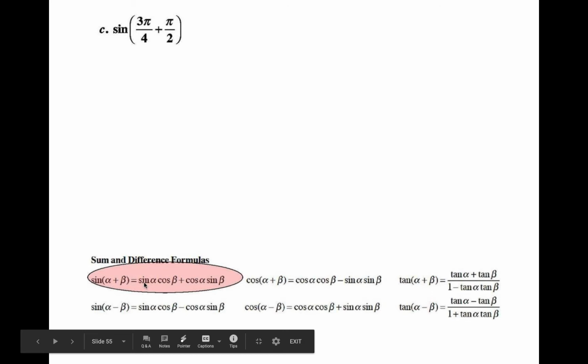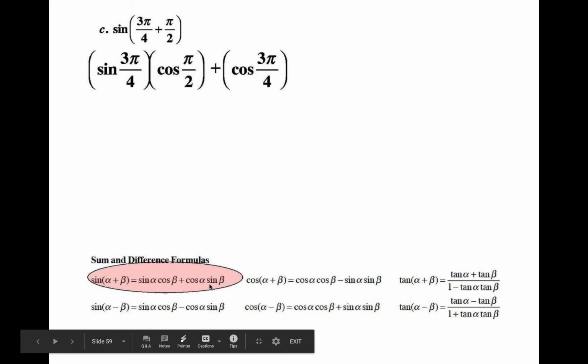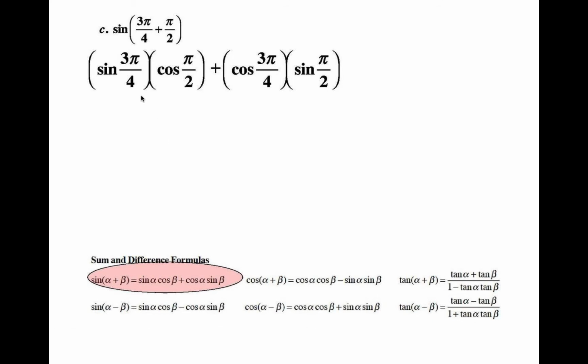So following along, it's the sine of the first angle, 3 pi over 4, times the cosine of the second angle, pi over 2, plus, now you have cosine of the first angle, which is 3 pi over 4, times the sine of the second angle, pi over 2. So now I have to draw these pictures.